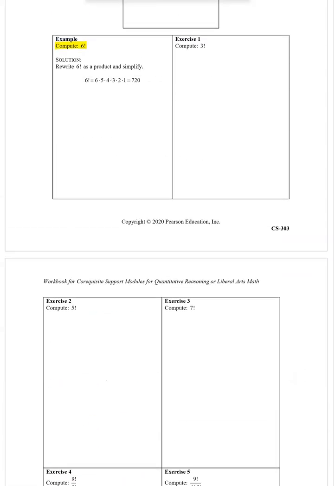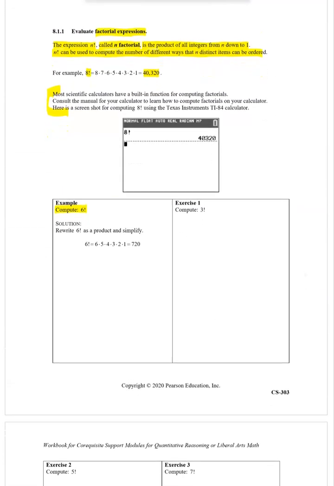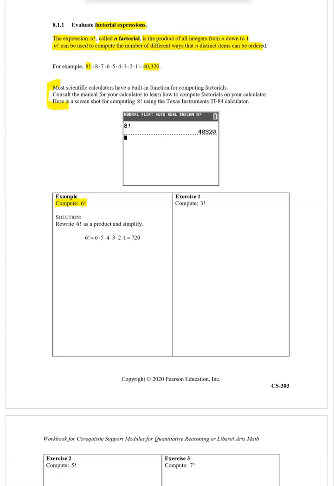Okay, that's all for the factorials. There are more for this week's assignments, but that is all for this factorial page. Okay, well, I hope you guys have the best day.